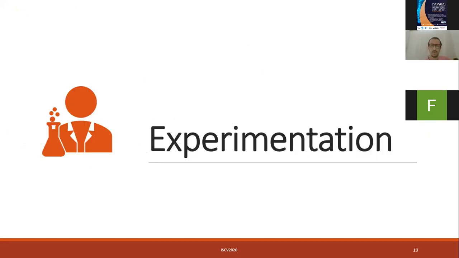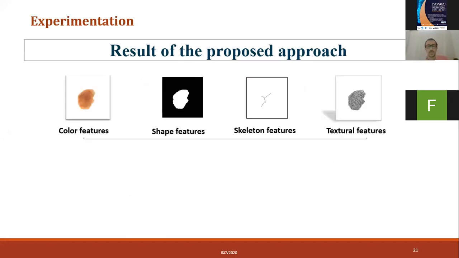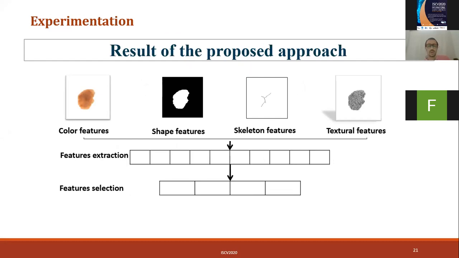So here we have an example of the images. All the dataset is contained in the PH2 dataset. We have here an example of non-melanoma skin cancer. We use the PDE decomposition. We have the objects and the texture component, and we will segment only the objects. Here we have all the images from which we will extract features. Then we will select only the best ones, and then we classify using the different classifiers and the voting technique.